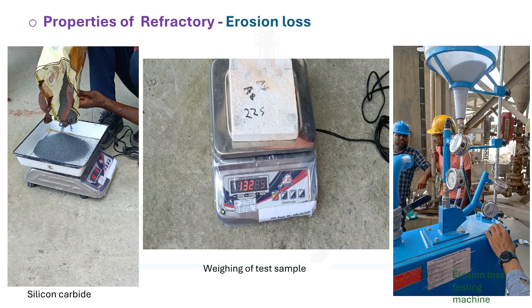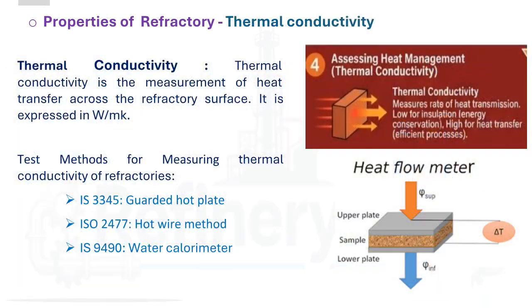In the photograph, you can see a sample after erosion exposure. Notice the characteristic pitted, rough surface where silicon carbide particles have impacted and abraded the refractory. This visual comparison between a fresh sample and an eroded one gives experienced engineers immediate insight into material performance under abrasive conditions.